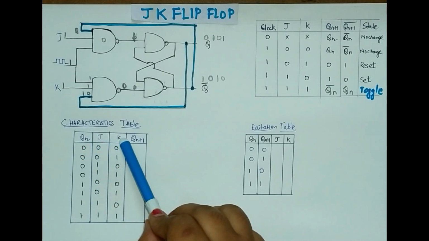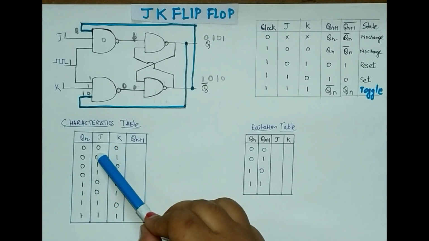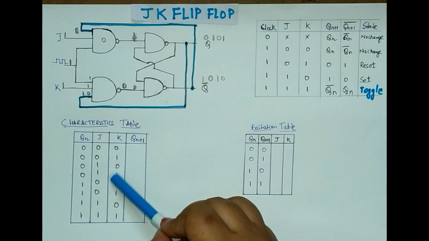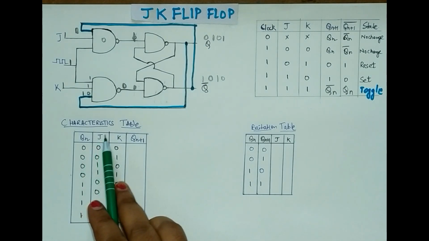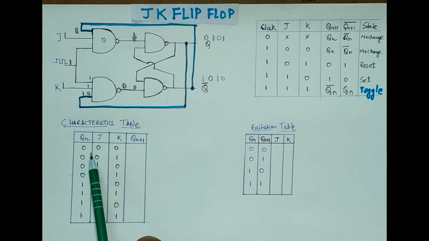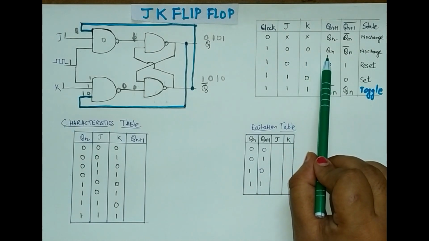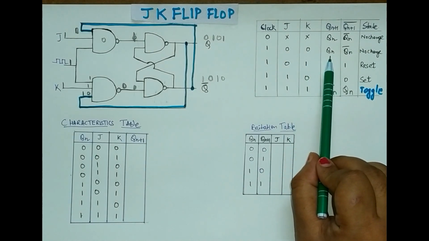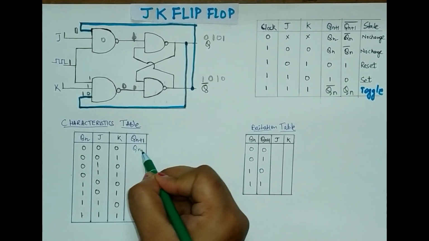So the 3 variable truth table will be like this: 4 times 0, 4 times 1, 2 times 0, 2 times 1, and 0 1 0 1. Again, the characteristics table is derived from the truth table. When J equal to 0 and K equal to 0, what is the next state value? It is the value of the previous state, which is Qn. So I will write here Qn.